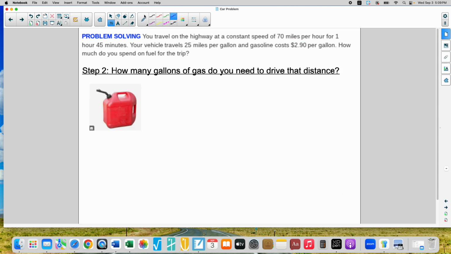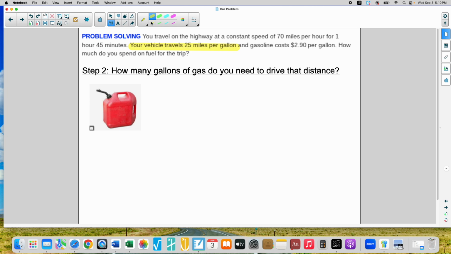The next part says, and let's do this in yellow, your vehicle travels 25 miles per gallon. Okay, so my car can drive 25 miles and use up 1 gallon of gas.